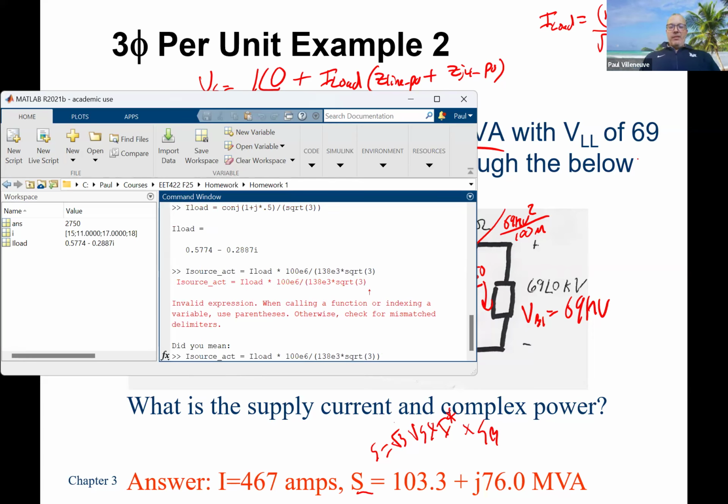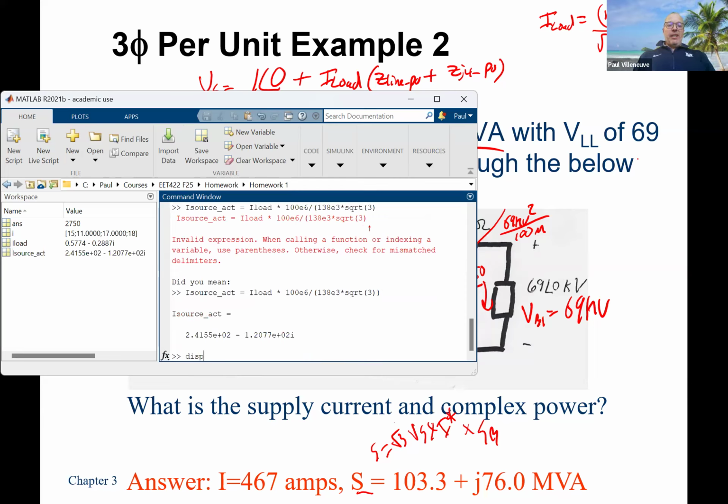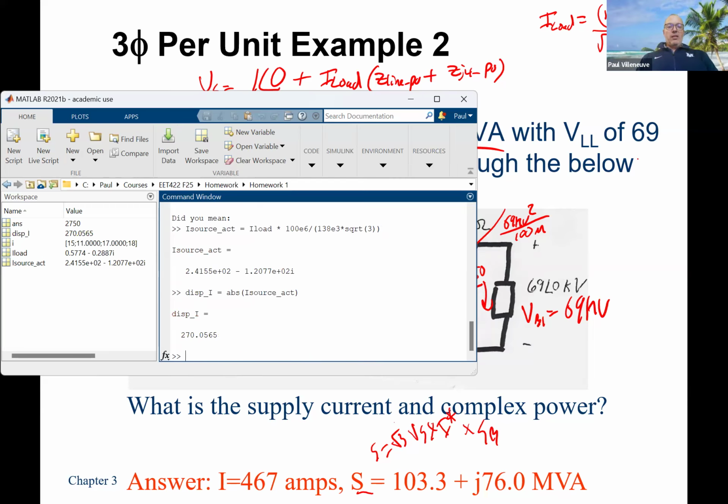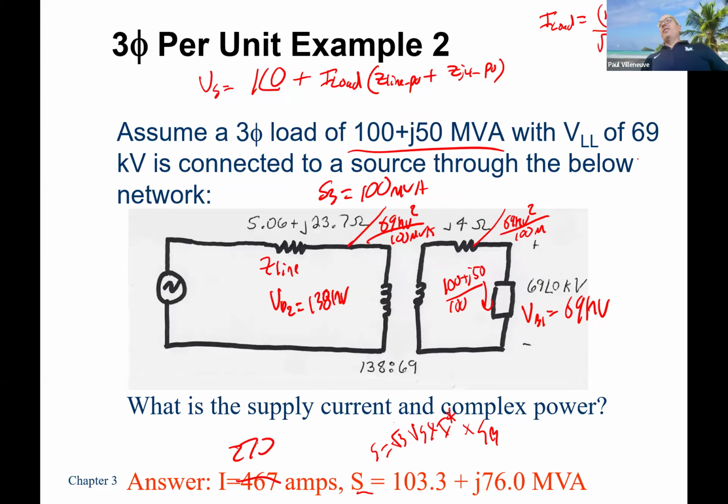What am I missing? I missed a parentheses, sorry. And then I'm just going to make it display. And I'm just going to go ahead and put the absolute value of I source. Why am I getting 467 versus 270? If I display I times the square root of 3, I get the 467. I think I forgot to divide. I think this should be 267 or 270 because I forgot to divide by the square root of 3. So that really should be 270.